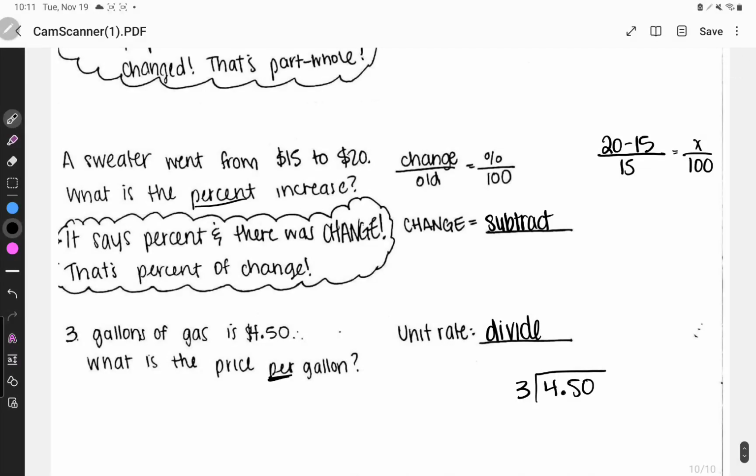Okay, so please put these into your binder and do not lose them. We're going to come back to this on the Monday after break. Please do not lose this.